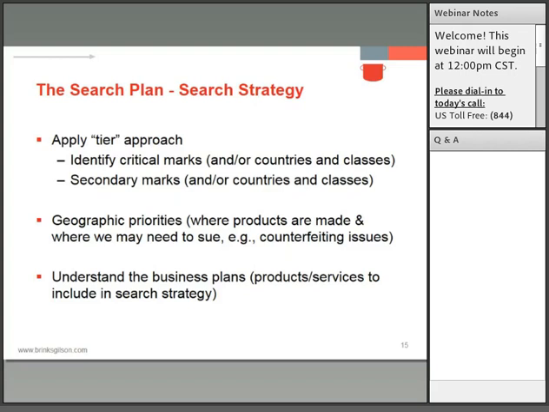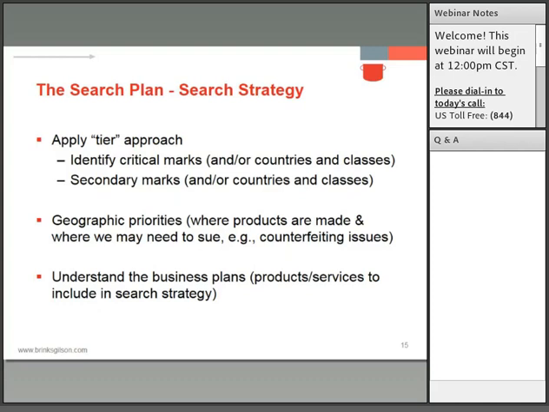Business plans, product services to include a search strategy. Yeah, I mean, it's really great to be able to do full searches everywhere, at least for the word mark. And when you have the time to allow that, that's great. I think maybe that can be staggered too.